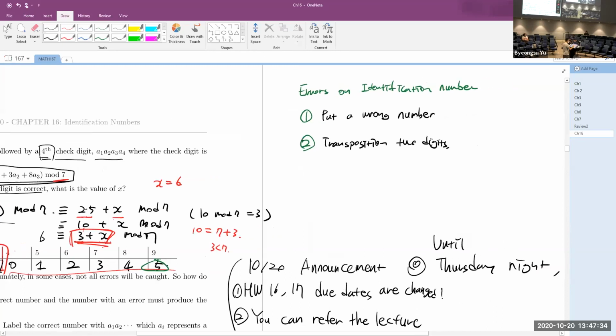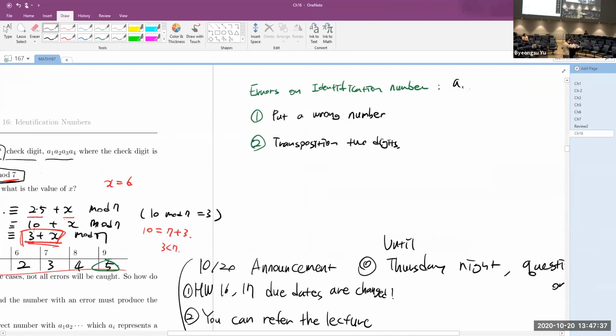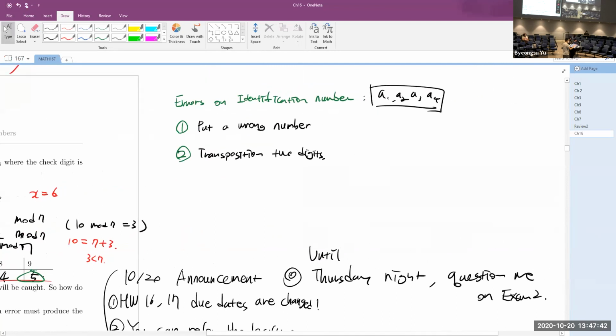For example, in the first case, if A1, A2, A3, A4 is the correct number, then putting in a wrong number means you put E1, which is called an error, instead of A1 and write down all the other numbers in the same position. Or you may have an error in position 2, in which case we call it E2. So those are the possible cases.